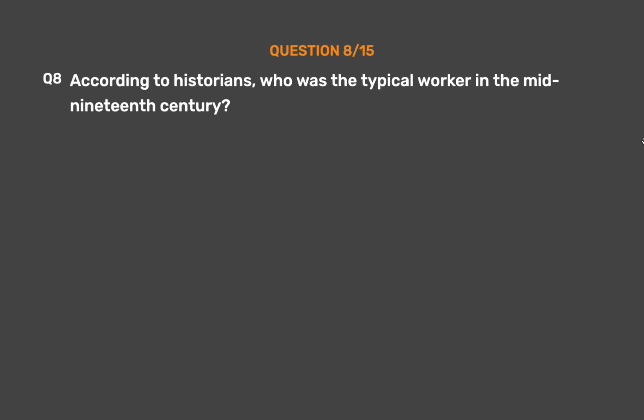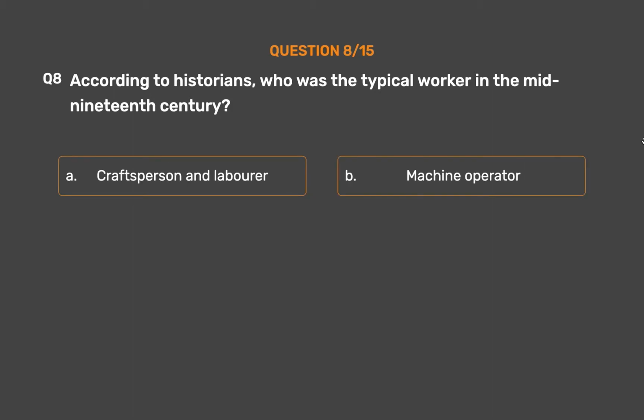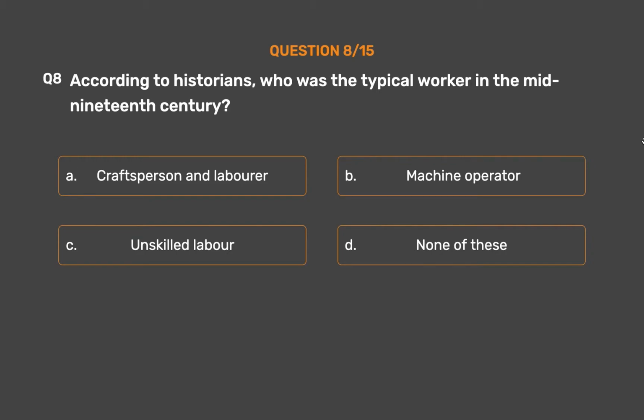Question number 8. According to historians, who was the typical worker in the mid-19th century? Option A. Craftsperson and laborer. Option B. Machine operator. Option C. Unskilled labor. Option D. None of these.